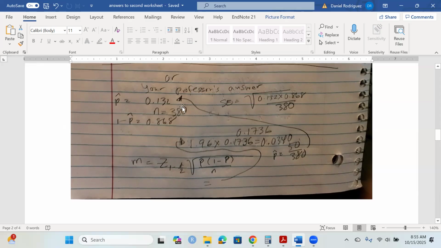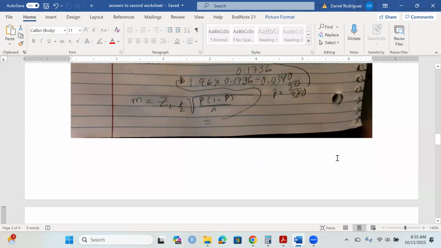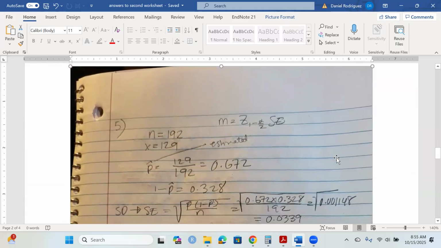P. Sometimes instead of 1 minus P, we say Q. So I could say P times Q, 0.132 times 0.868, divided by 380. Take the square root of that, right? That's the standard error. To get the margin of error, it's the z value times the standard error. So I multiply 1.96 times 0.1736 and I get 0.0340. So that's the correct answer.